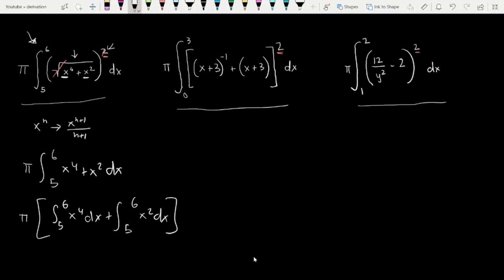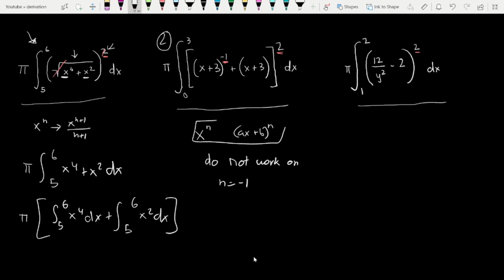So looking at the second integral right over here, you can see that this is a little tricky because there's a power of -1 in there. Now the problem with this is that you cannot solve -1 powers, right? This form or this form, both of these forms do not work on power -1. Okay, if you have a power of -1, both of these forms are not going to work. So what do you do with this?